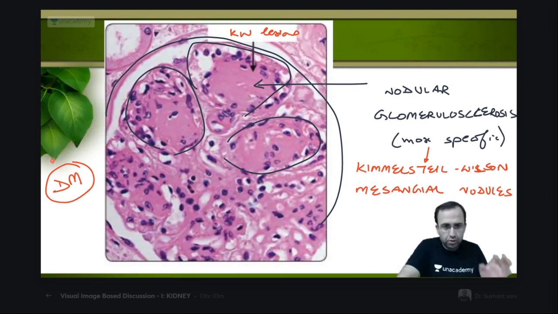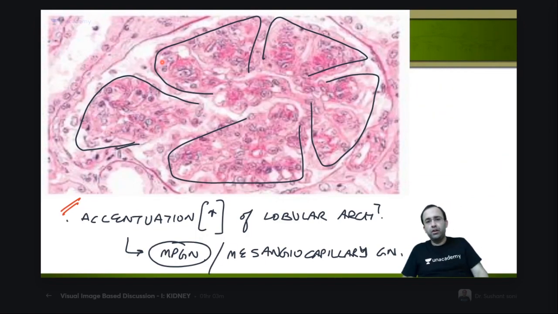Next point. Do not confuse diabetic nephropathy with MPGN. Just a sec, let me show you MPGN again. Do not confuse diabetes with MPGN. MPGN showed you accentuation of lobular architecture versus diabetes, which showed you nodule formation, nodular glomerulosclerosis.